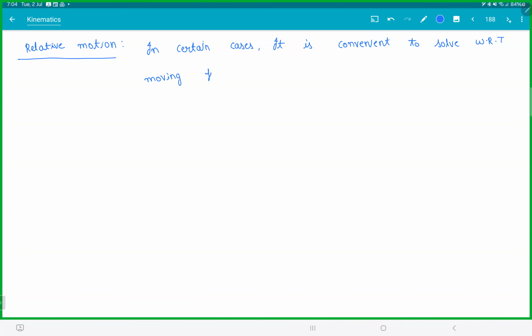Now, what do you mean by this? Till now in kinematics, whatever we have solved in 1D and 2D, we were always doing it from the ground frame. In the beginning, if you remember, we discussed this as an inertial frame. Now, let me give an example of how this makes things easy.